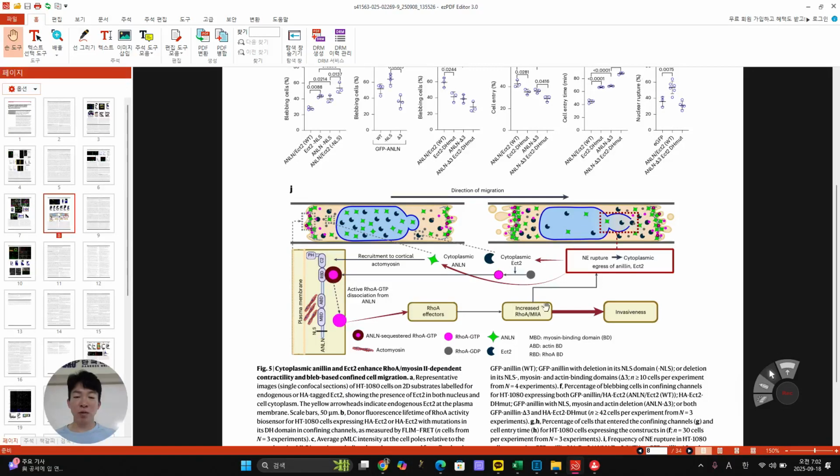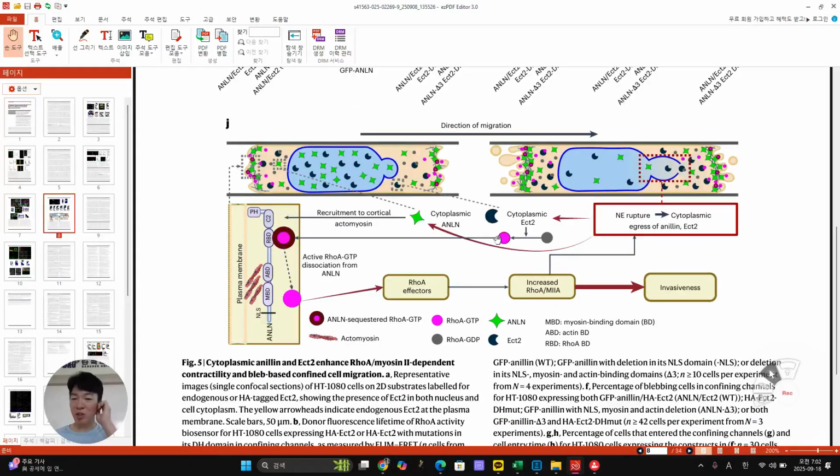So, before starting our lecture, let's see these schematic images. First, this is how Anillin Actin 2 work when cells are migrating in a confined area. This blue color is the nucleus. This little dim red color is the cytoplasm. The star is anillin. The gray is RhoA GDP. Pink color is RhoA GTP. And this gray color is Actin 2.